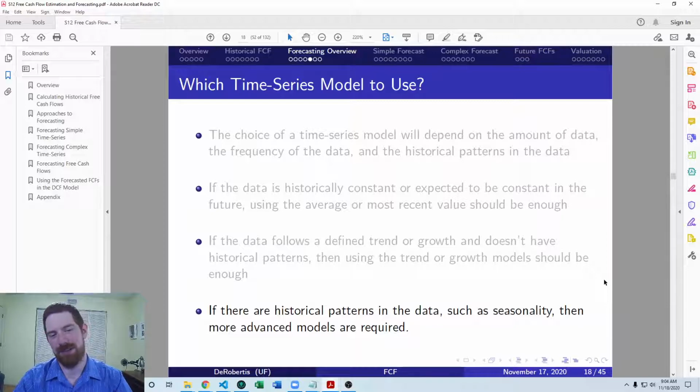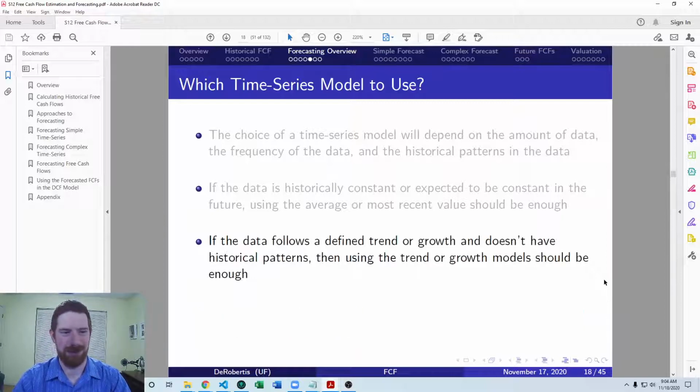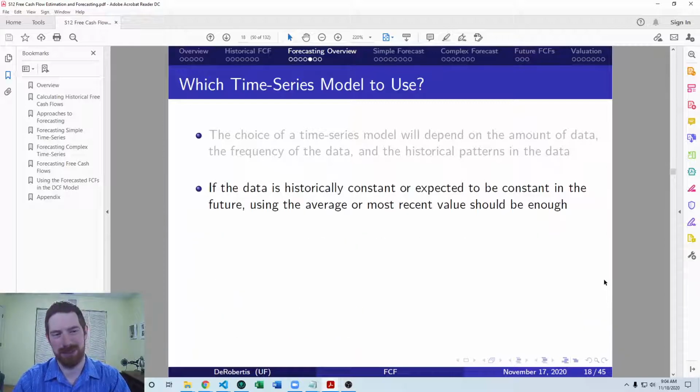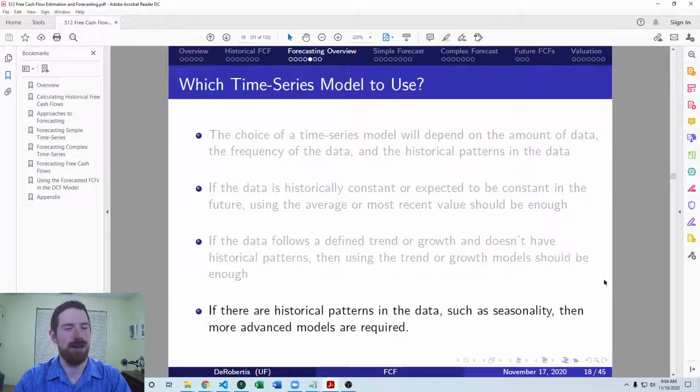And if there are some kind of repeating patterns in the data, like maybe it spikes up within every year, maybe you have quarterly data and every second quarter the sales spike up. These are cases where you're definitely going to need to use a more advanced model. Any of these for the average, recent value, trend, and growth are not going to be able to capture these kinds of repeating patterns in the data. That's where you definitely need to go to a more complex forecasting model.